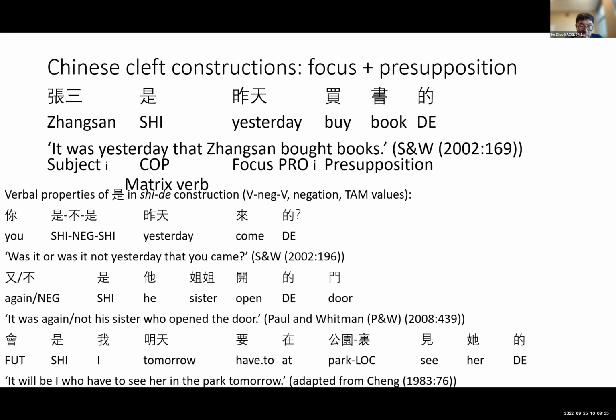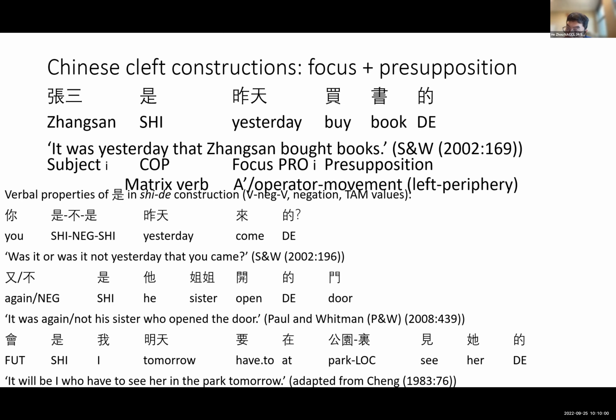Also, we can use tense markers with 是. So for example, 会是我明天要在公园里见他的. It will be I or me who has to see her in the park tomorrow. So we seem to be looking at a verb here. This is essentially a copular verb construction where there is focus being assigned to some complement.